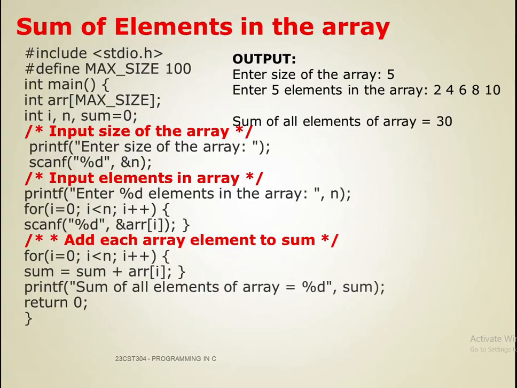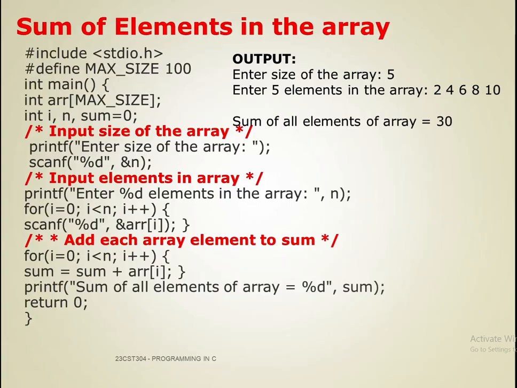After getting the values, we use another for loop for adding each array element to the sum. Here again a for loop is used, for i equal to 0, i less than n, i plus plus. Sum equal to sum plus array of i. This loop executes until i equal to 4. From array of 0 to array of 4, the values are added and stored in sum. After that we print the sum value.